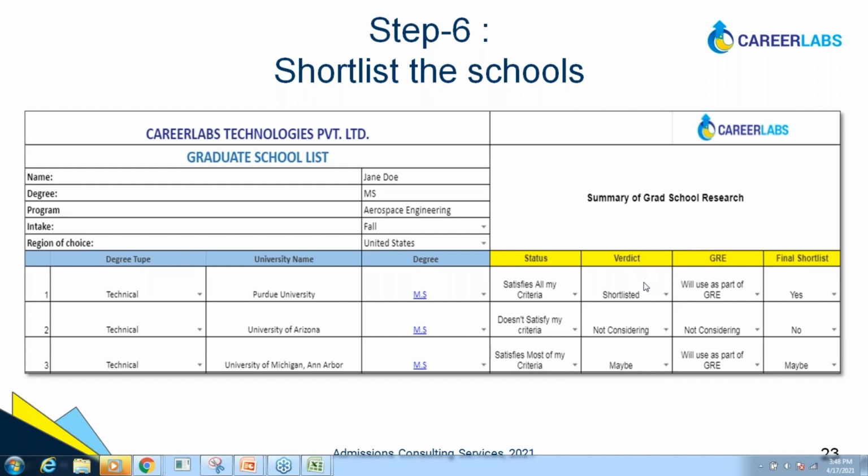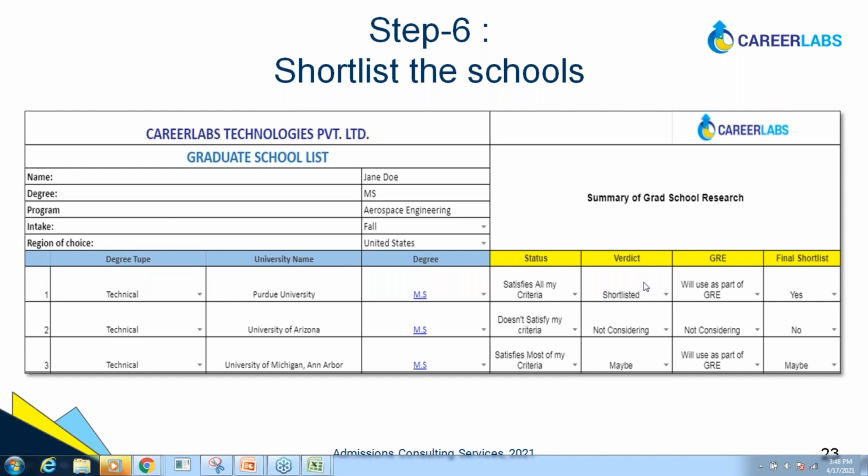When you're doing this exercise, if there's a school which satisfies all your criteria, don't you think you should be applying to that? Then you will say, I will use it as part of the GRE score reports that I need to address. If the school is not satisfying your criteria, technically you should not be considering it for your GRE. But if it satisfies most of your criteria and you're willing to compromise, then you can go ahead and add that to the list as well.